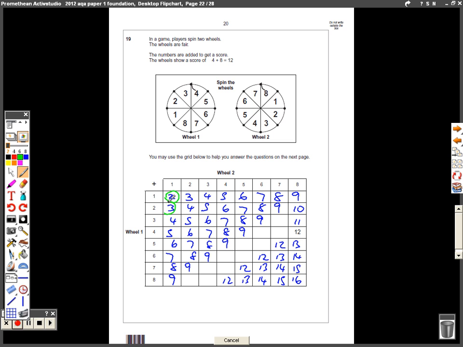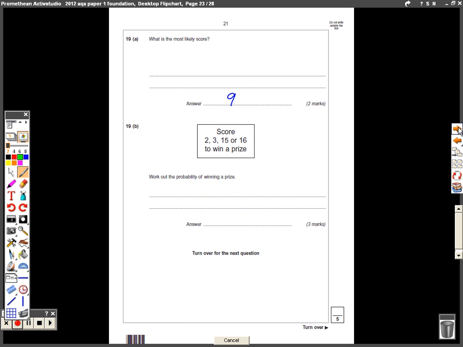I've got a 2, 3, 15s and 16s. Now they appear in 1, 2, 3, 4, 5, 6 places. And this grid is 8 numbers by 8 numbers. So there must be 64 possible outcomes in the grid. So I can see that 6 of the outcomes out of 64 of them would lead me to win. So over the page, the probability of winning a prize is going to be 6 out of 64.